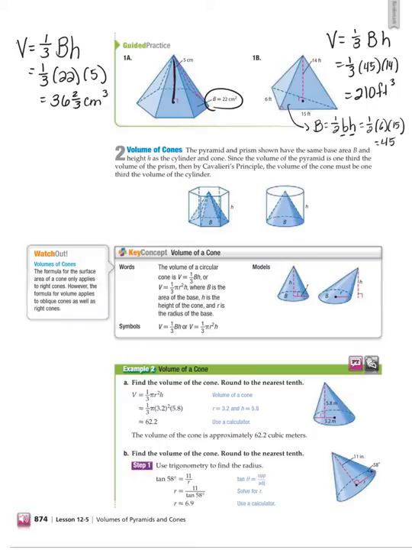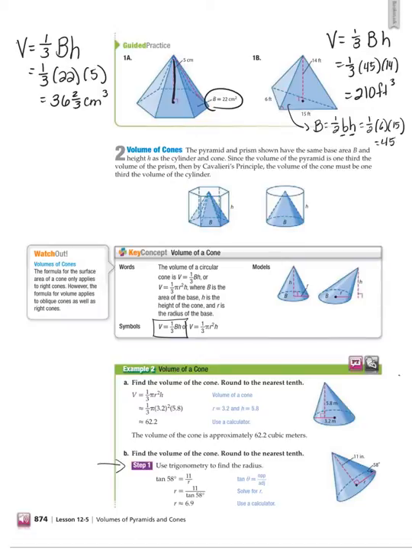Now what's really nice, again, as I started off the video, the cones and the pyramids have that very close relationship. We still have 1/3 the base times the height for the volume of a cone, but every cone will have as its base a circle. So to be even more specific, I can say 1/3 pi r squared times the height of the cone.